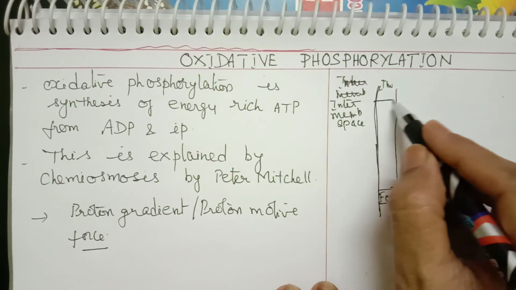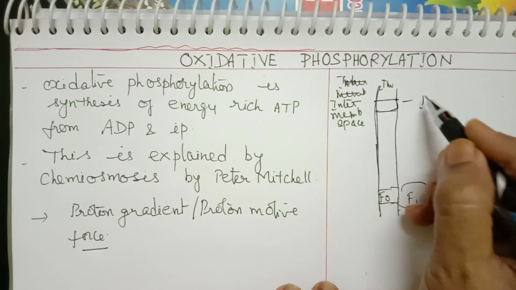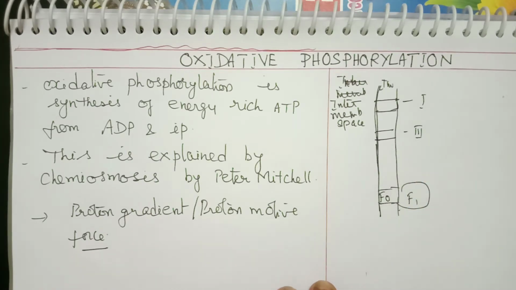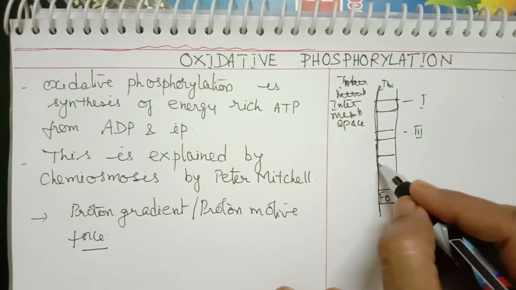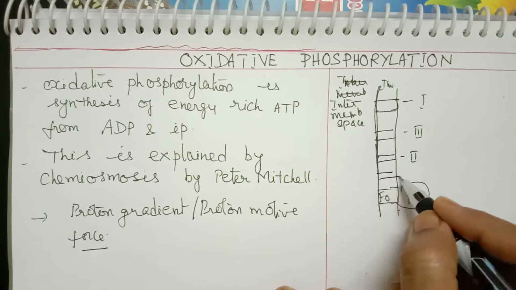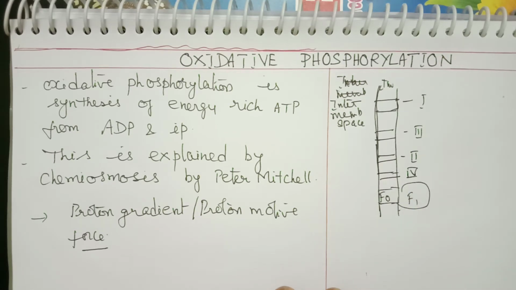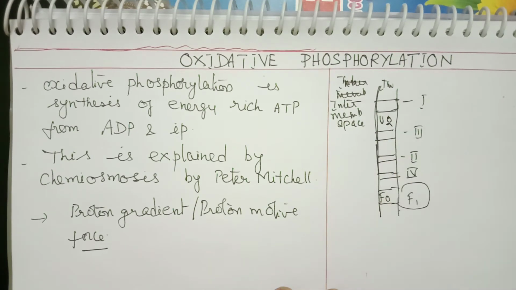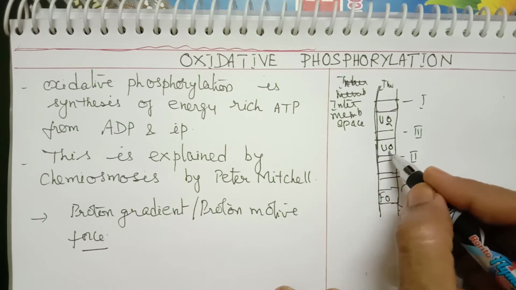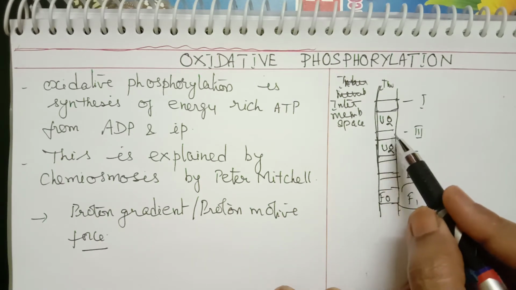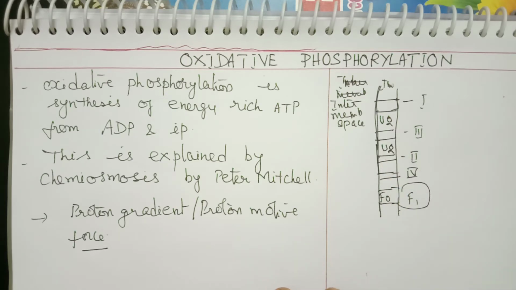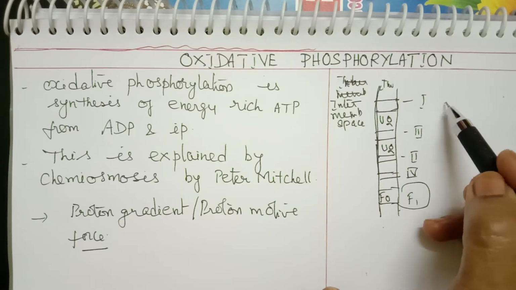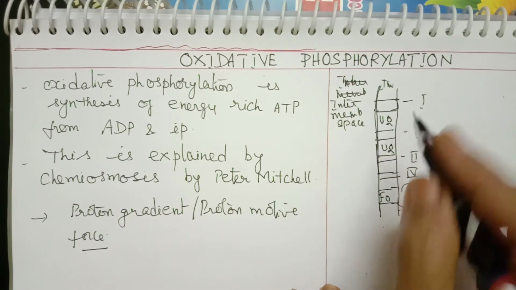Here we find different complexes: complex 1, complex 3, complex 2 and complex 4, which I have already given you in detail. In between these we find ubiquinone, a mobile carrier. This ubiquinone transports electrons. They are mobile carriers.